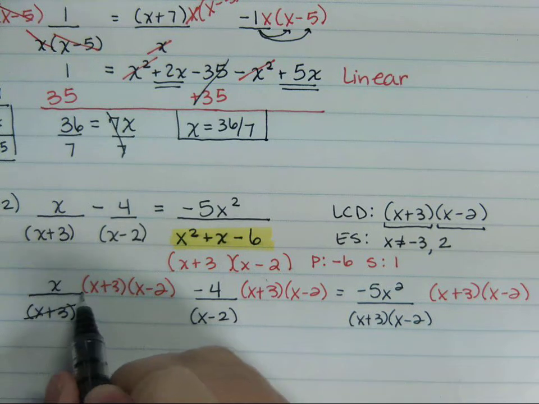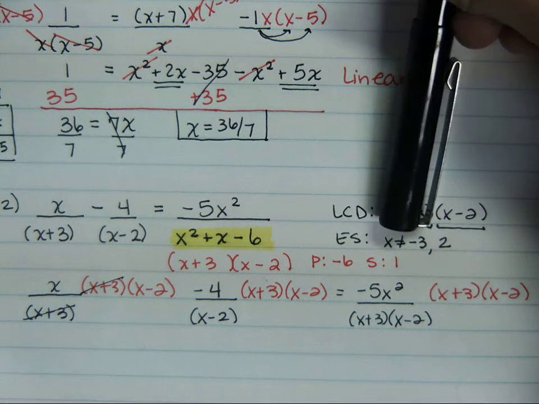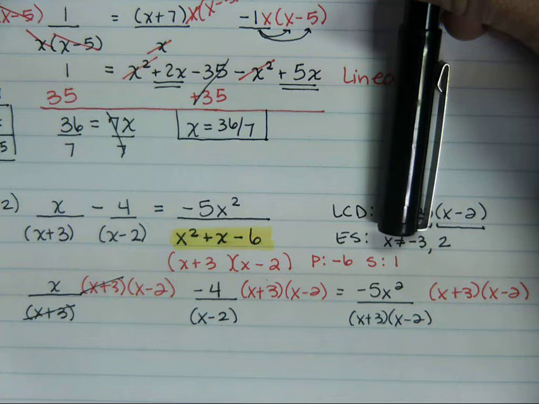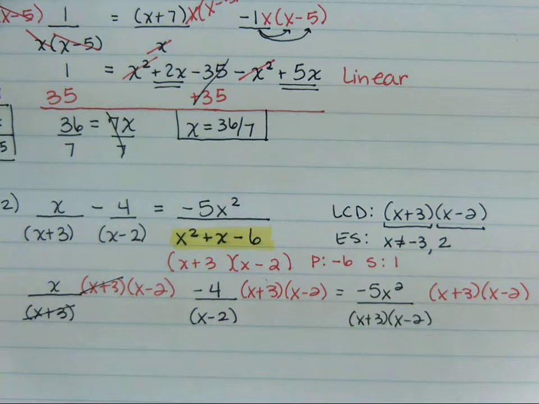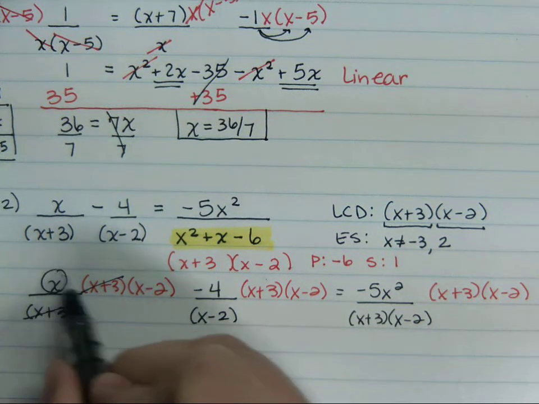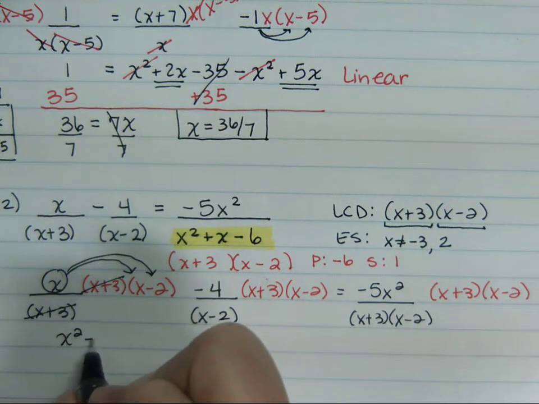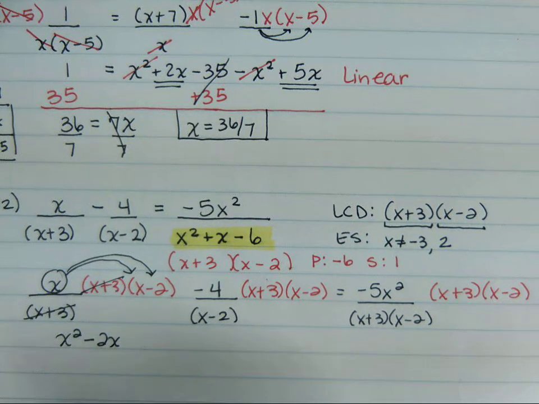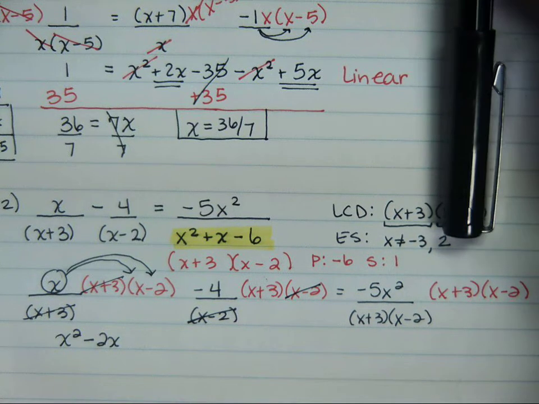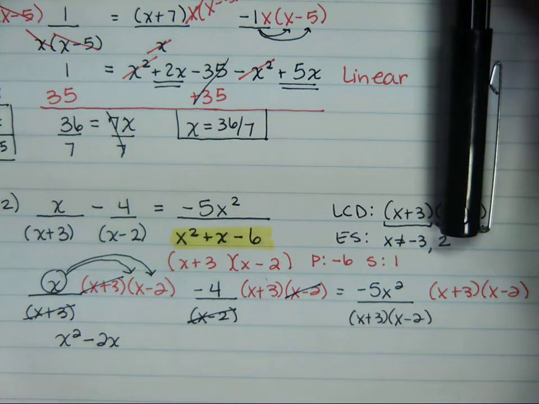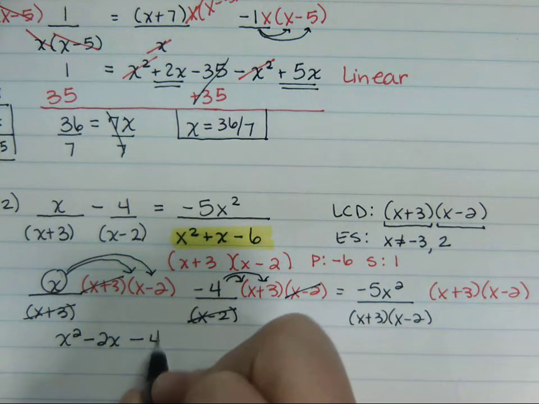So notice that one's going to cancel. Really, I'm going to be multiplying the numerator by the factor that would still be left when I canceled. So I'm going to take this x and distribute, and I get x squared minus 2x. And then in the next fraction, the x minus 2 cancels. Again, if I look at my LCD, I'm canceling out one of the factors, and I'm multiplying the numerator by the one that's left. And that's going to be a minus 4x minus 12.